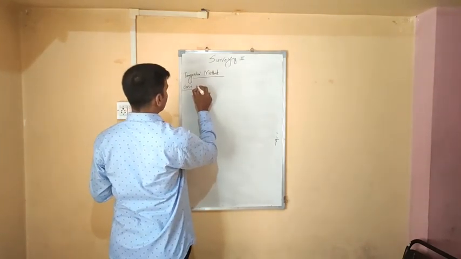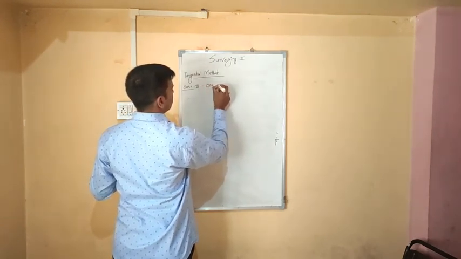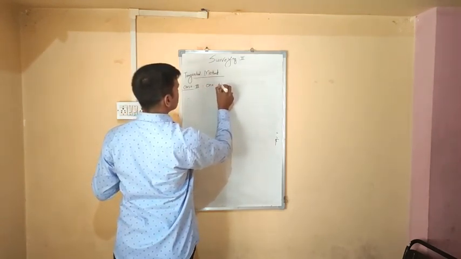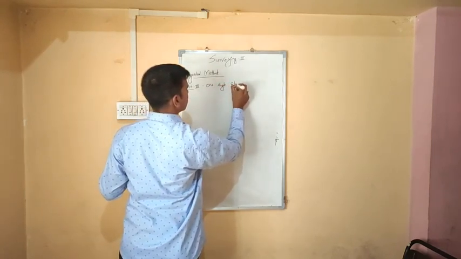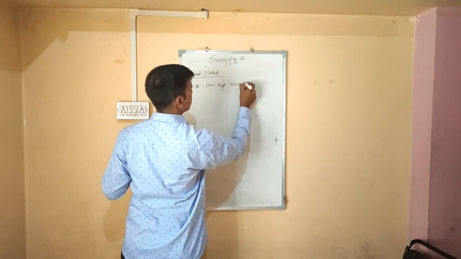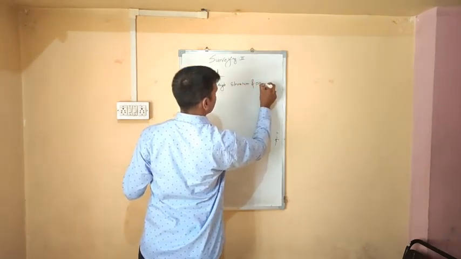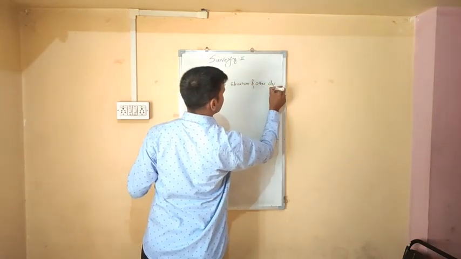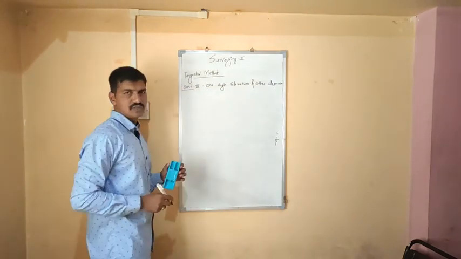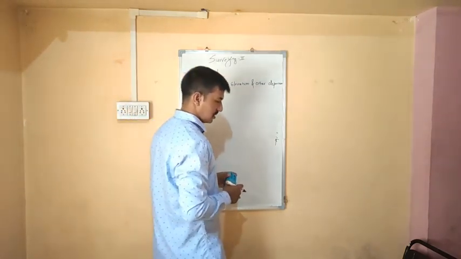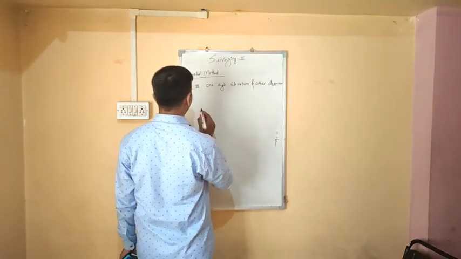Case number 3. One angle is elevation and the other is depression. One angle is elevation and another angle is depression. So second year, please start to draw the figure.